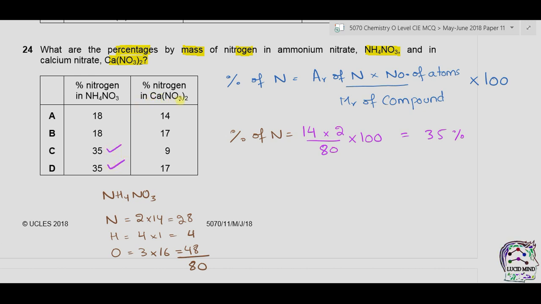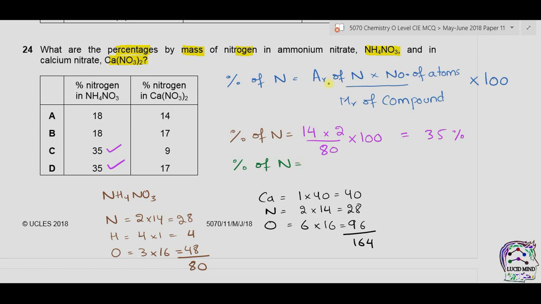Similarly, finding out the molecular mass of calcium nitrate, we have 1 calcium. We have 2 nitrogen atoms, as with the bracket we have 2. We have 6 oxygen atoms present. Adding all these 3, the molecular mass comes equal to 164. Now putting values in formula, percentage of nitrogen in calcium nitrate will be atomic mass of nitrogen, which is 14. Number of atoms in calcium nitrate is again 2. Molecular mass is 164 into 100. The percentage composition of nitrogen comes equal to 17%. Answer is therefore D.